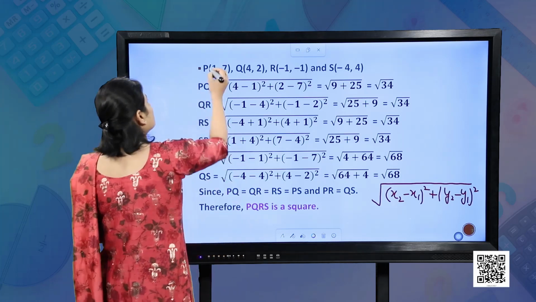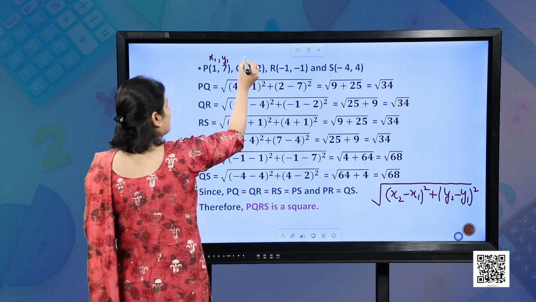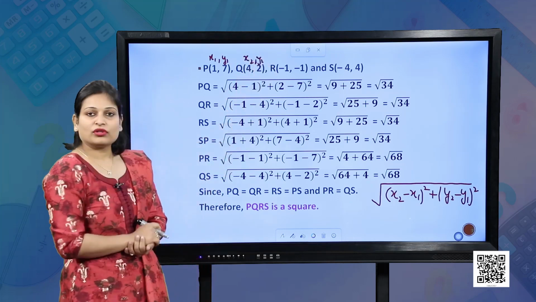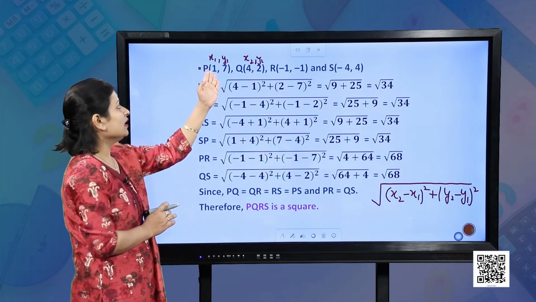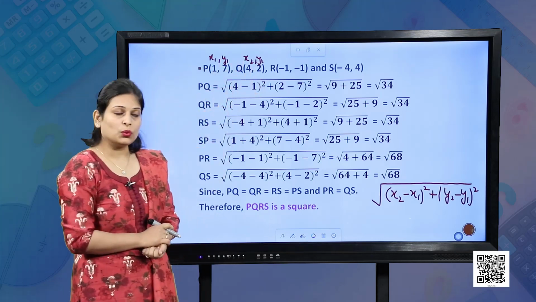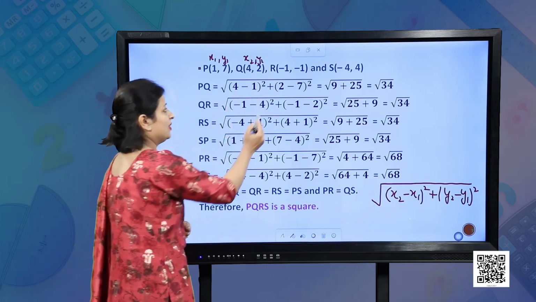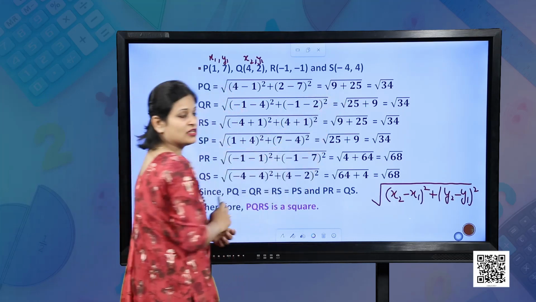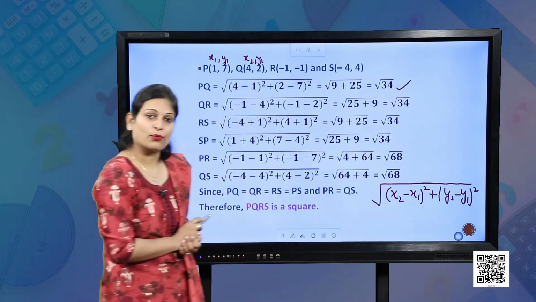If I consider this point as x1, y1 and this as x2, y2, I can find the value of this by simply substituting the values of x1 as 1, y1 as 7, x2 as 4, y2 as 2. So, what will you get? 4 minus 1 whole square plus 2 minus 7 whole square. You will get square root of 9 plus 25, which is square root 34.